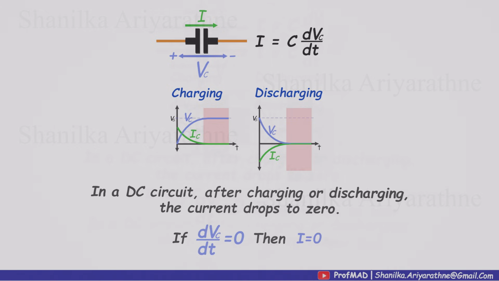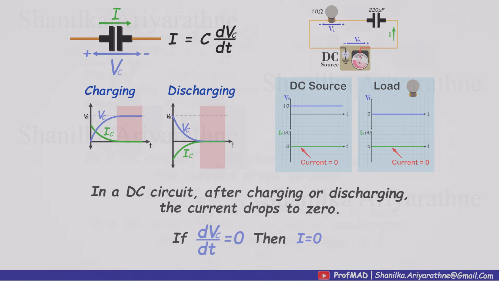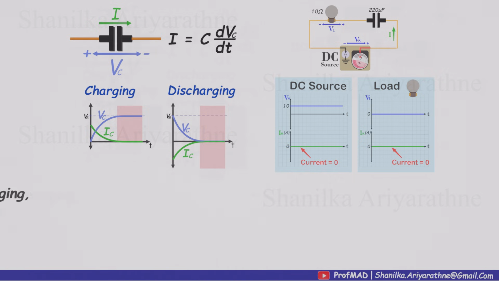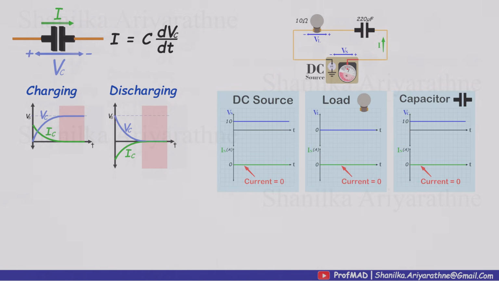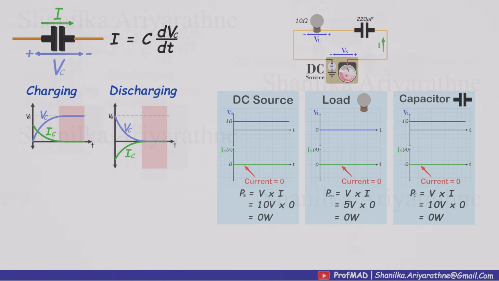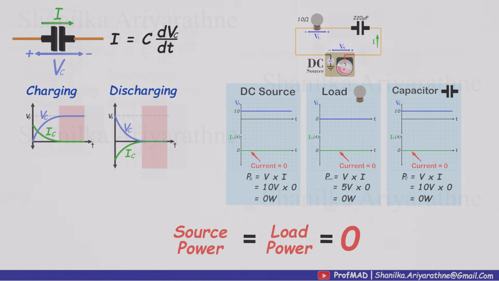So in steady DC, the bulb stays off. If we look at the voltages across each component, we can see why. Since no current is flowing, the voltage across the load is 0, and the entire supply voltage appears across the capacitor. If we calculate the power, it becomes clear that the source supplies no continuous power, and the load consumes no power either. The circuit simply settles into a steady state.